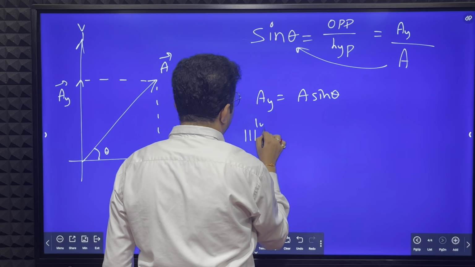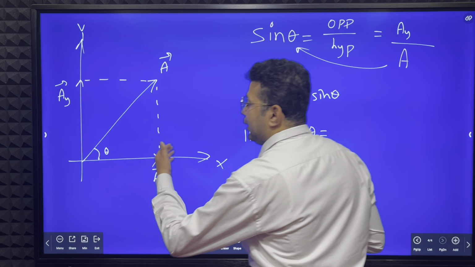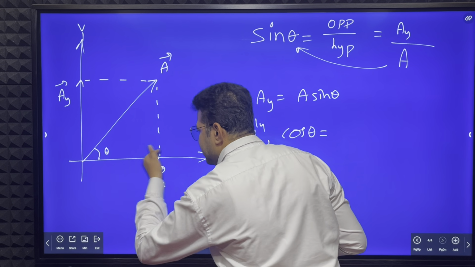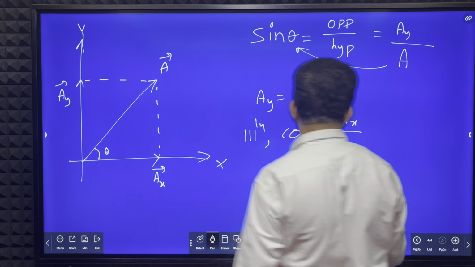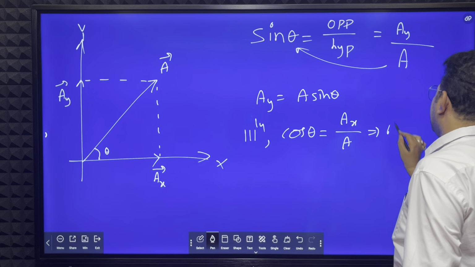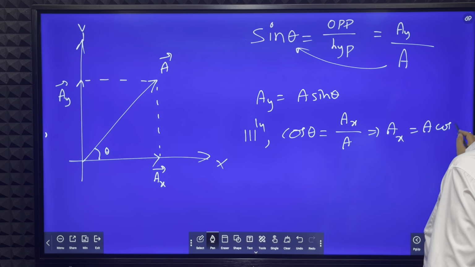Similarly, if you define cos theta, what is cos theta? Adjacent side by hypotenuse. What is this adjacent side? AX, divided by hypotenuse. What is the hypotenuse? A. This implies AX is equal to A cos theta.